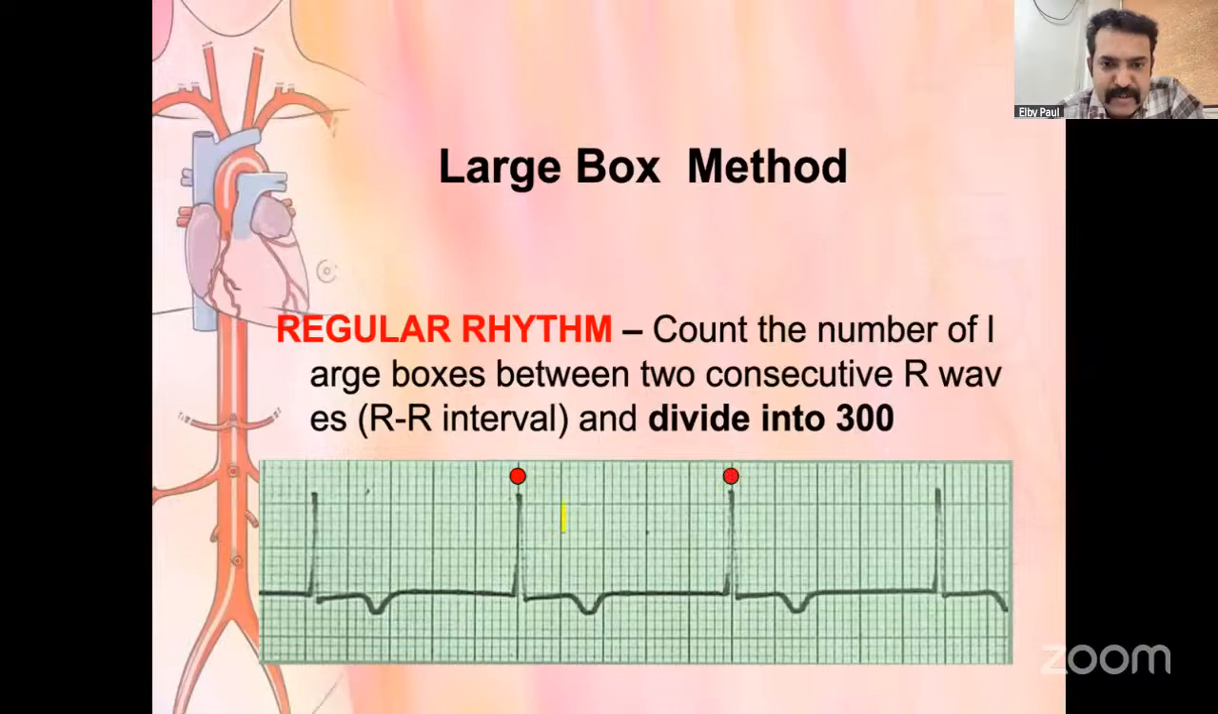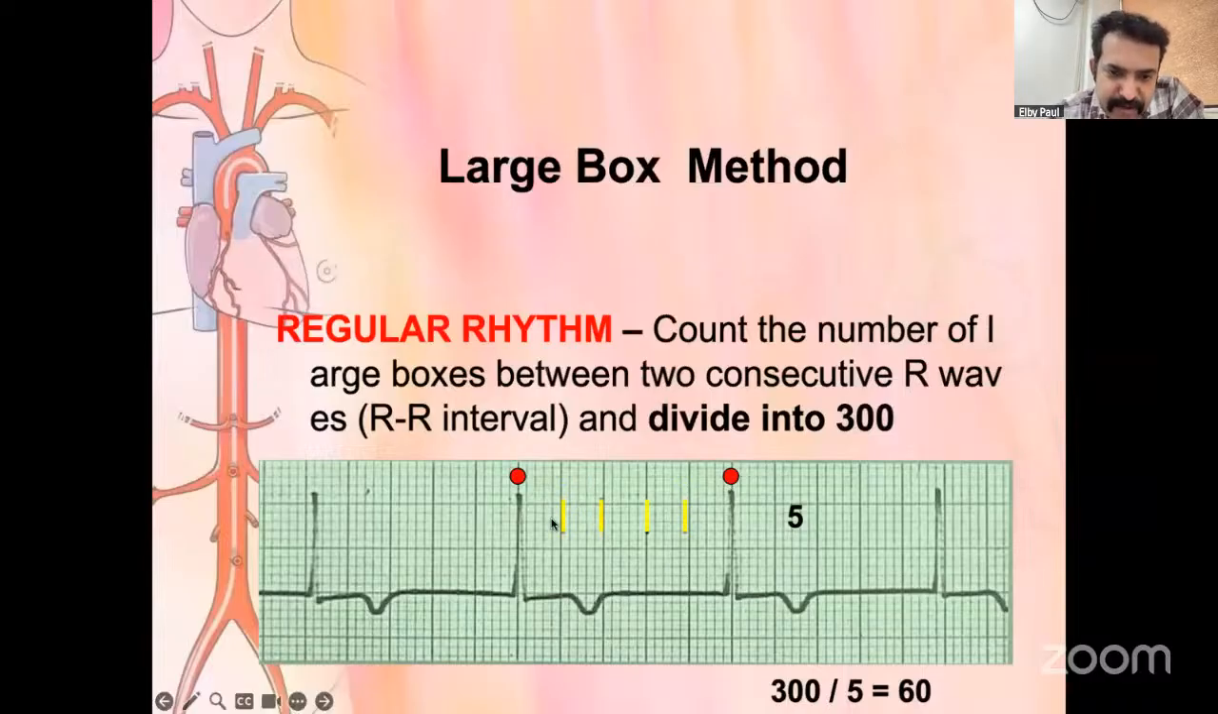See, this is the RR interval. 1, 2, 3, 4, sorry, 5 big squares in between. 1, 2, 3, 4, 5 big squares. 300 divided by 5 will be the heart rate. 300 divided by 5, 60 is the heart rate.